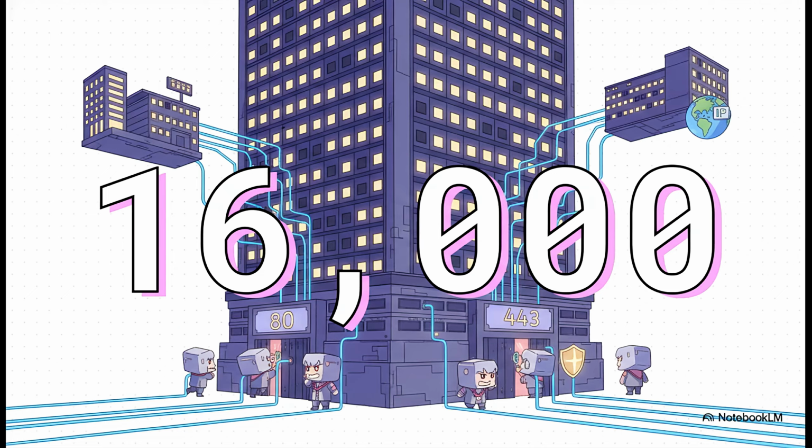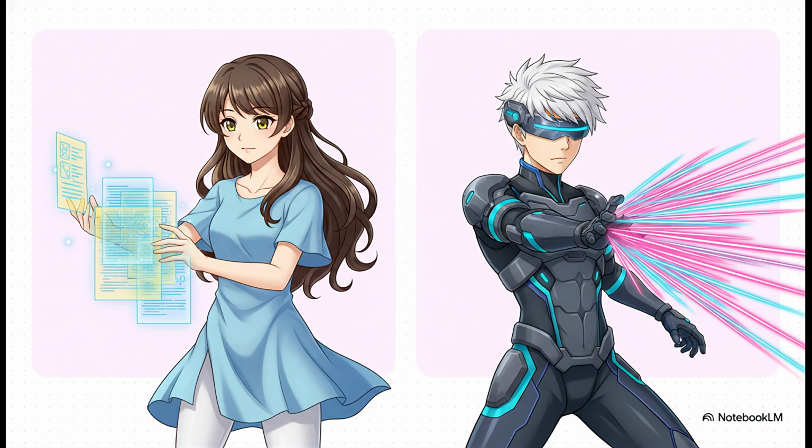Now, to put things into perspective, while an IP address gets you to the building, every single machine has over 16,000 available ports. Think of them like apartment numbers. For standard HTTP traffic, the client knocks on port 80. For secure HTTPS, it knocks on 443. And when it knocks, it uses specific verbs. A GET request to read data, a POST to create it, a PUT to update, or a DELETE to get rid of it.